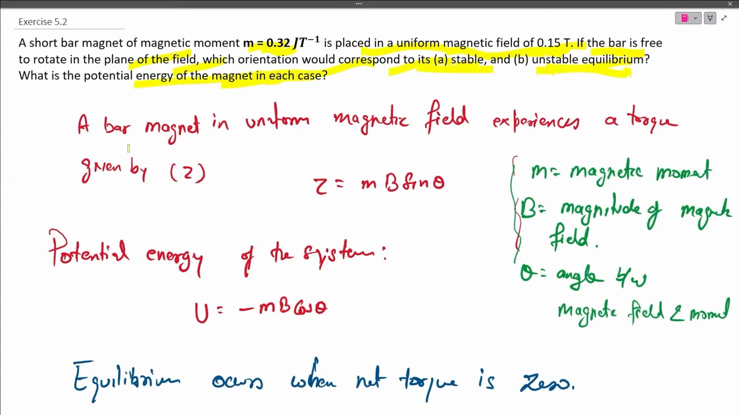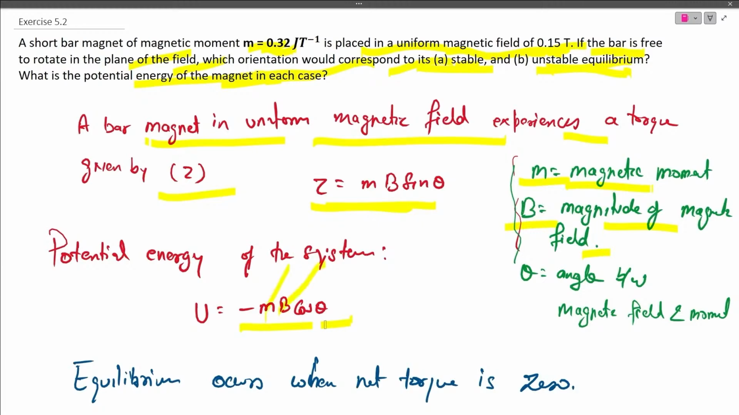Now we know that a bar magnet in uniform magnetic field experiences a torque given by tau equals to mB sine theta, where m is the magnetic moment and B is the magnitude of magnetic field, and theta is the angle between magnetic moment and the magnetic field. And potential energy of the system is defined as minus mB cos theta, where m and B mean the same and theta means the same as well.